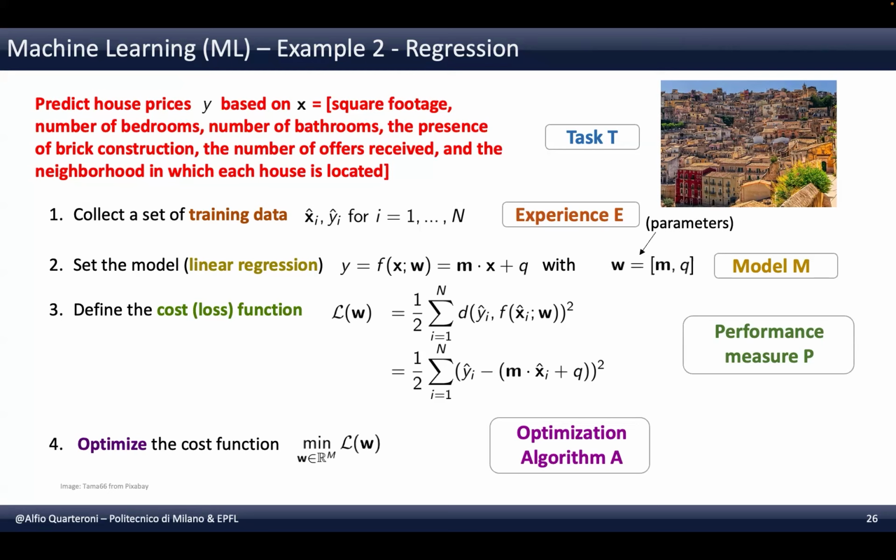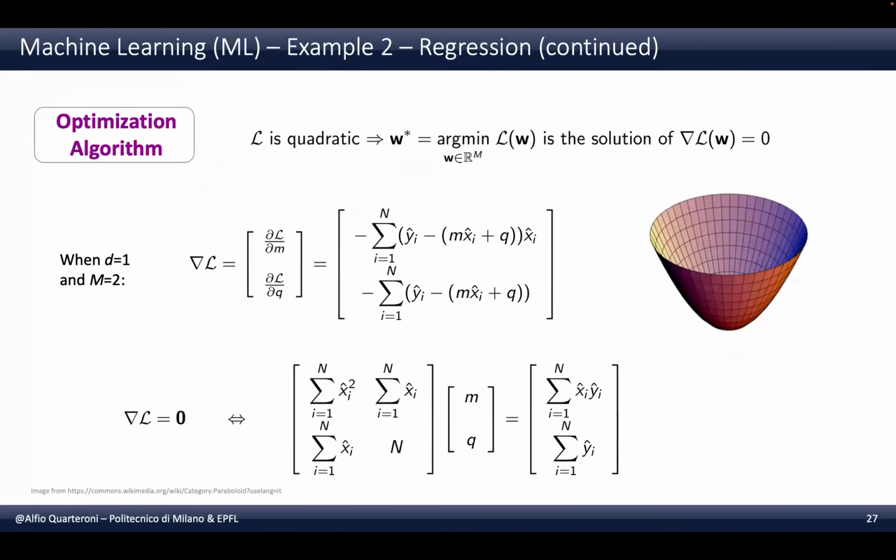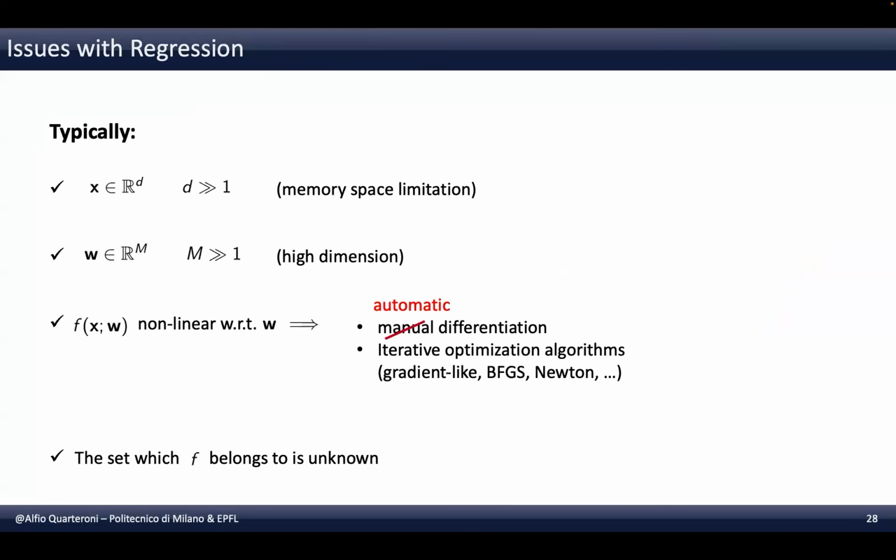In the case of a neural network, this is a different story. In the second case, the regression, L is quadratic, so you have a single minimum. You compute the gradient and you end up with a very simple linear system. So this is the easy part. But if you have a neural network, this is another story.